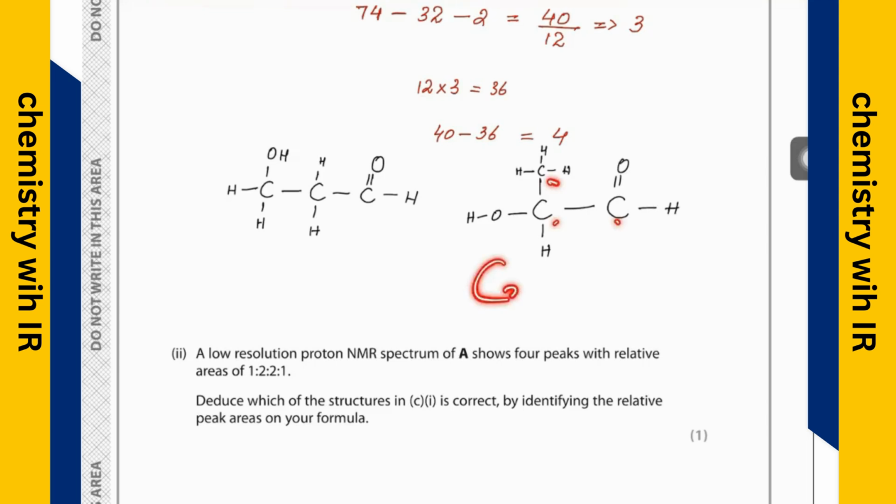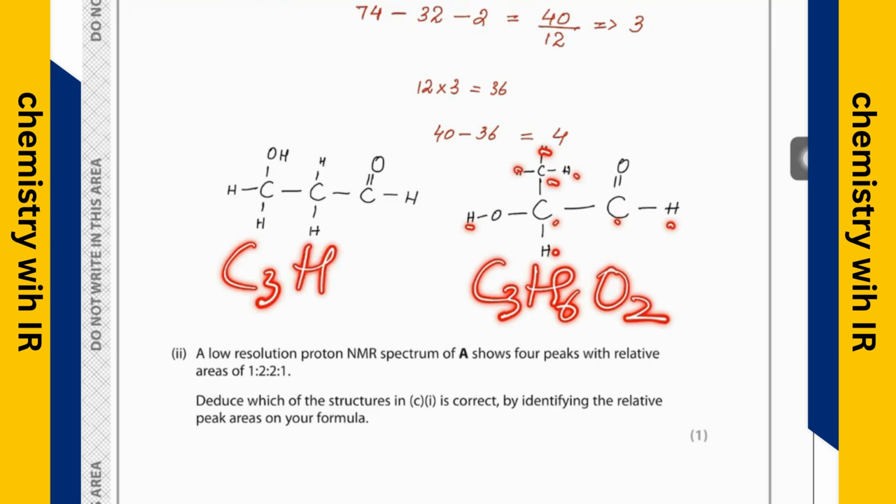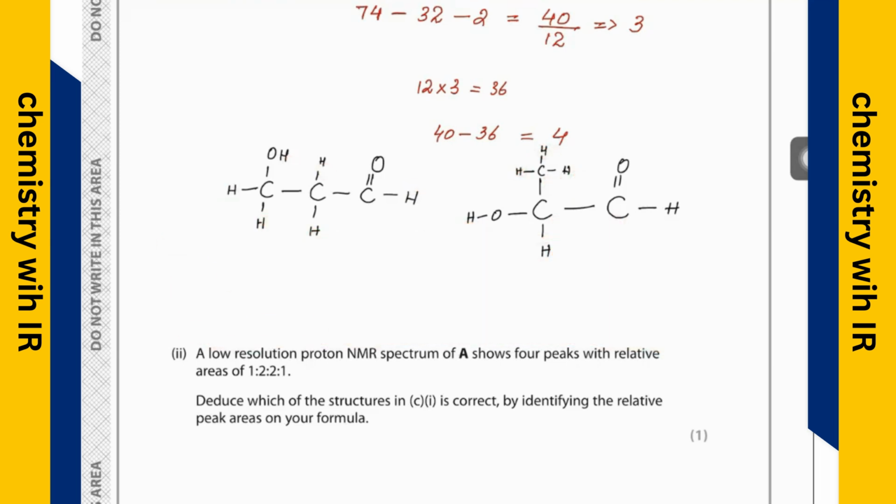Three carbons, 1 2 3 4 5 6 hydrogens and O2. Molecular formula is same, but the structure is different. So that's why they are structural isomers.